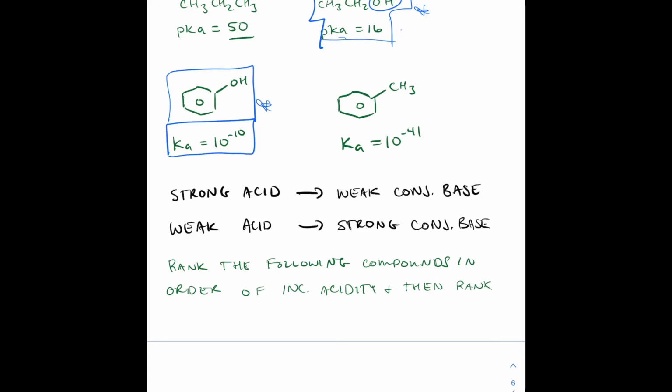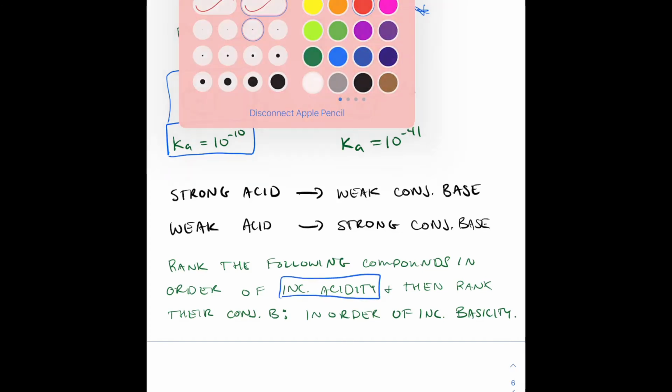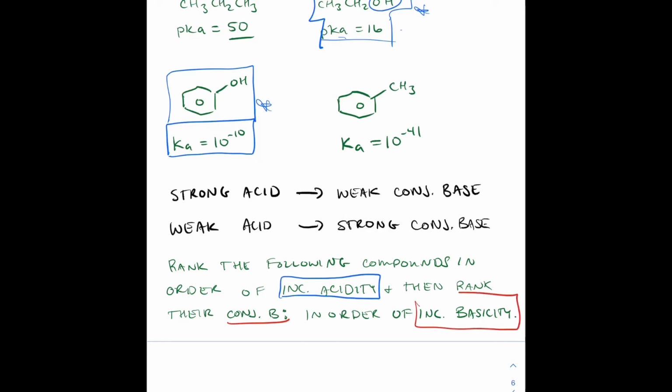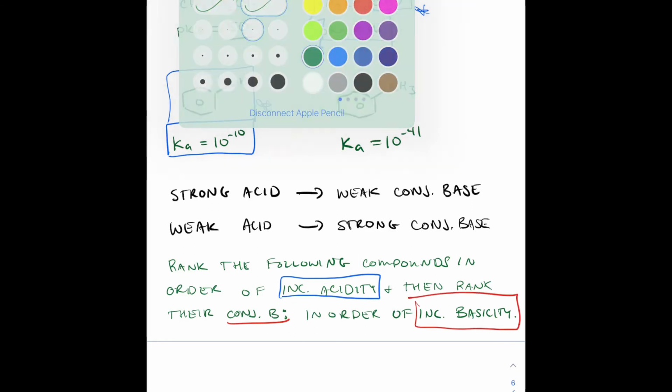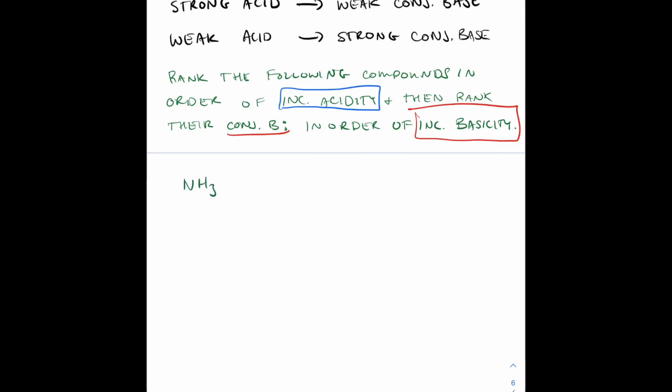Let's try another problem: rank the following compounds in order of increasing acidity, and then rank their conjugate bases in order of increasing basicity. When we're talking about acids, we can always translate that to a discussion of basicity, and that's exactly what this problem is doing. Again, if we have a strong acid, we have a weaker conjugate base, and if we have a weak acid, we have a stronger conjugate base. So NH3, H2O, CH4 have pKa values of 38, 15.7, and 50 respectively.